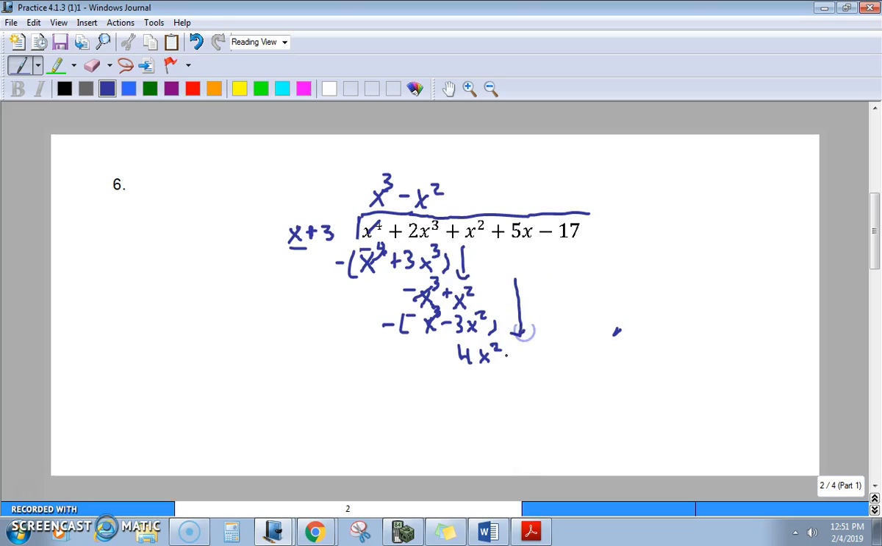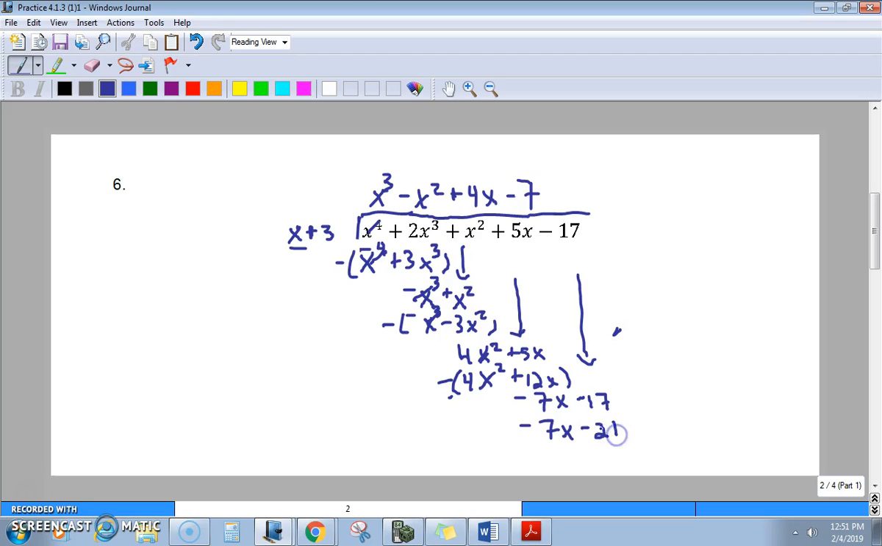Bring down the 5x. And I get 4x here, positive 4x, multiply 4x squared plus 12x. But remember, I'm subtracting both of those things. Cancel, cancel. 5 minus 12 is negative 7x. Bring down negative 17. And this will be negative 7. So I get negative 7x minus 21.